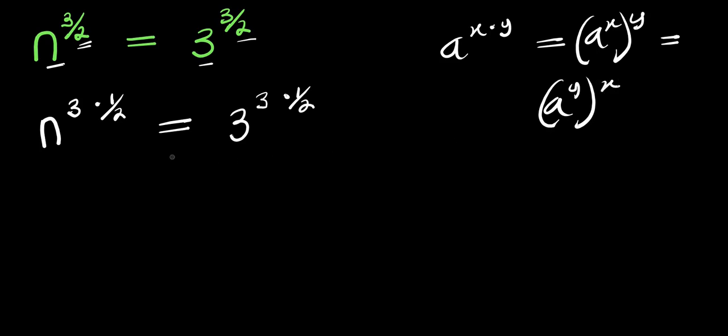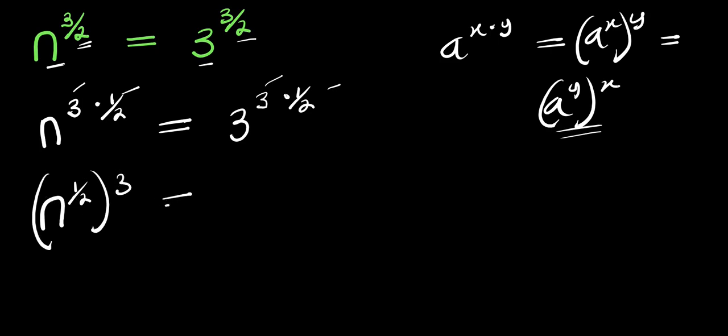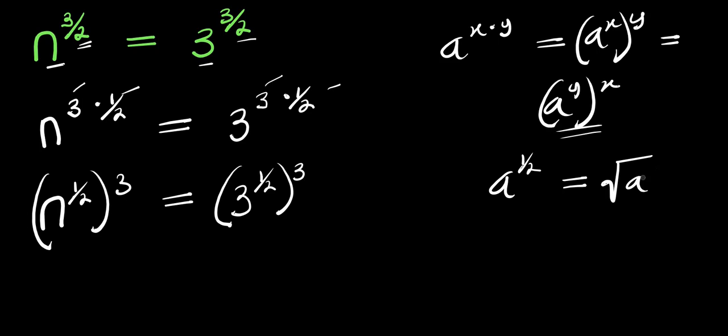x. So applying this property here, that means this is our x, this is our y, x and y as well. So you have n power y, that is 1 over 2, raised to the power of 3 equals 3 power y, that is 1 over 2, raised to the power of 3. Now, if you have a power 1 over 2, this equals square root of a. So let's convert this and this to this form.